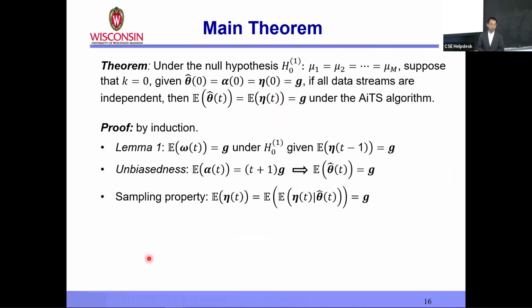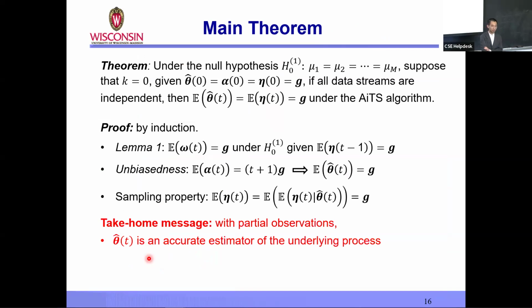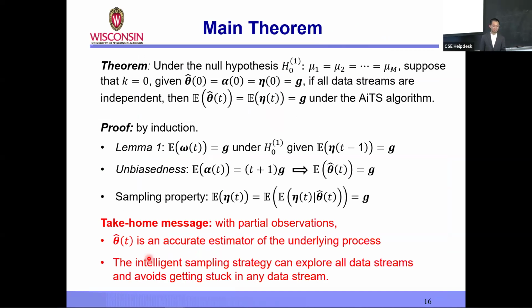So in the paper, we also have the following theorem, but due to the time limit, I will not go into details. But the take-home message is that when the process is in control, with the partial observations, the estimator theta hat is an accurate estimator of the underlying process. And the second one is that the proposed sampling strategy can help us explore all the data streams and avoid getting stuck in any data stream.